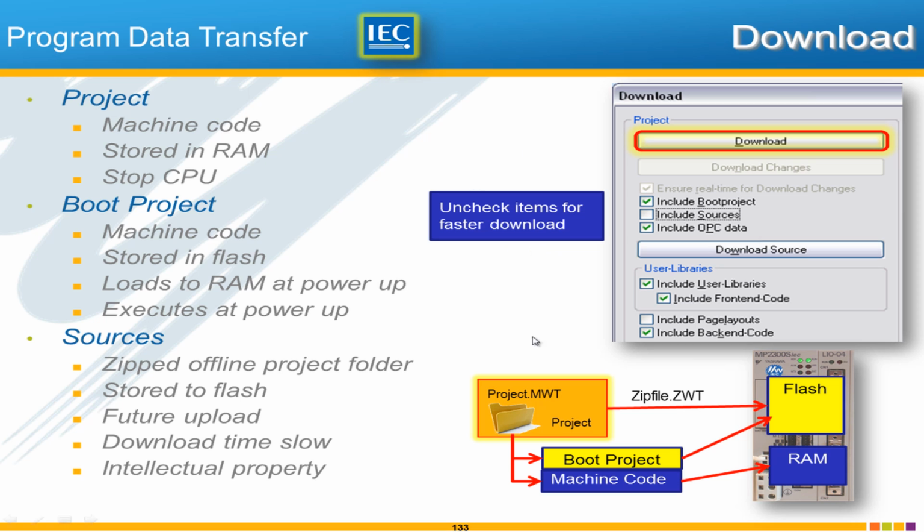So these are the 3 items, and we'd recommend that you download them simultaneously by checking the boxes of boot project and sources. For this OPC data, that's a different topic. You can leave that one checked. But it's sources and boot project. At some time, you may want to just check all of the boxes and do your download. The source can be downloaded individually. It can also be deleted.